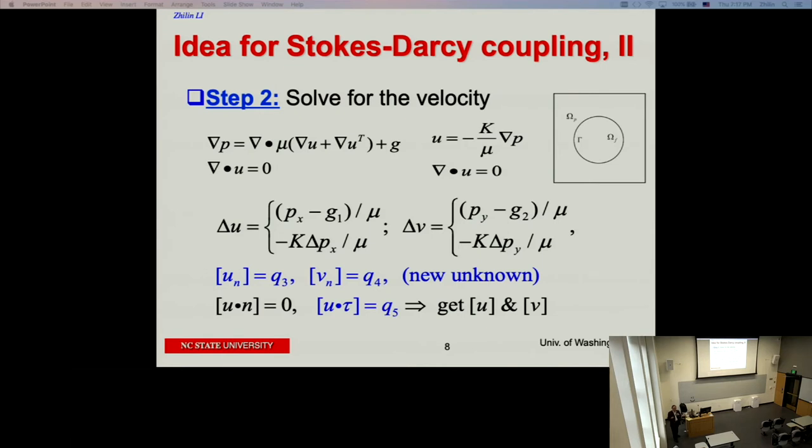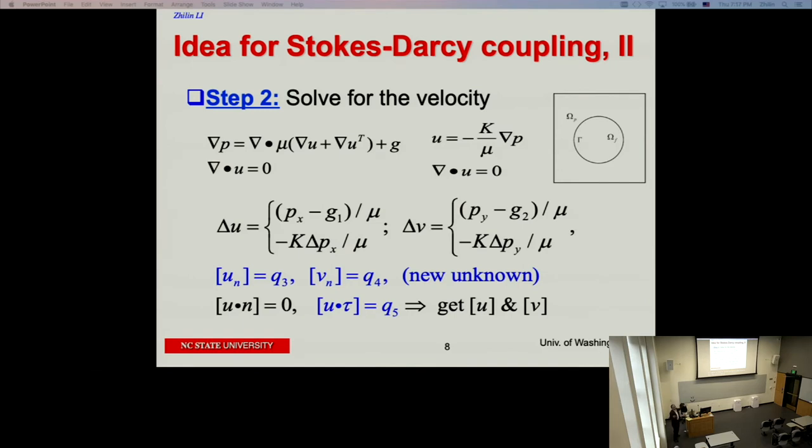And if you don't want to use my method, you can use Peskin's immersed boundary method, just a few lines, and you can get a very good result. Once you get the velocity, then from the original equation you solve for the Laplace U, because from the Stokes equation you get the Laplace U. And now I know the P, so I can get this one. And similarly for the velocity, we get this one.